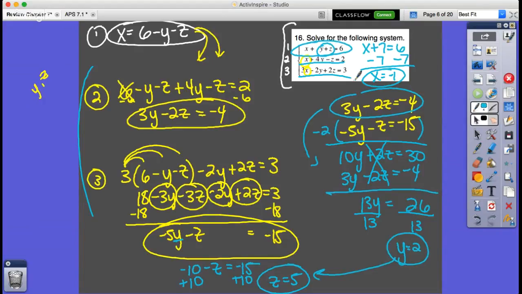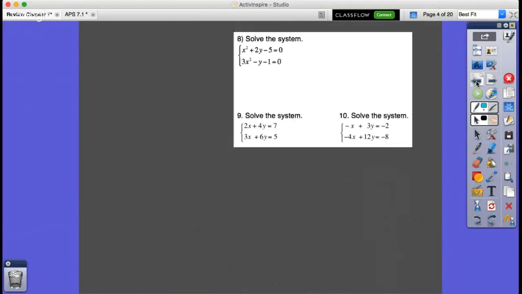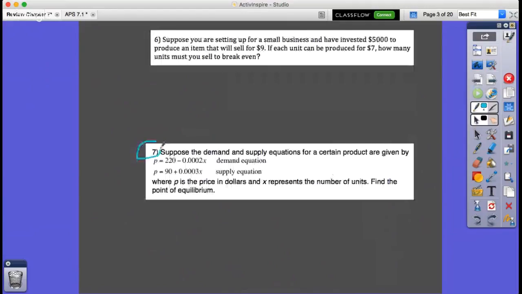Okay? The only other ones I wanted to address with you before I sign out here are these two. Remember on number 7, it's important to set the supply equal to the demand. I believe that's on the podcast in part 1. The only other part that I would recommend in number 6 is to know what my revenue is. What am I getting? And in this case, if I'm selling it for $9, the revenue that I would get per item is 9x. That's what I'm looking for.